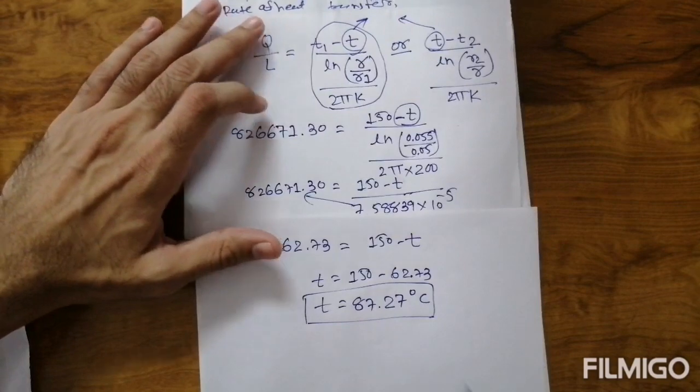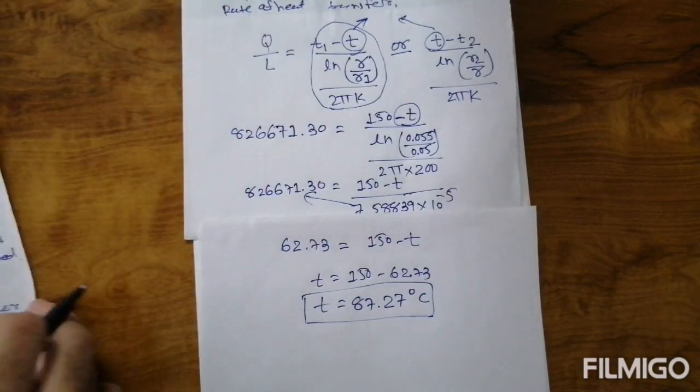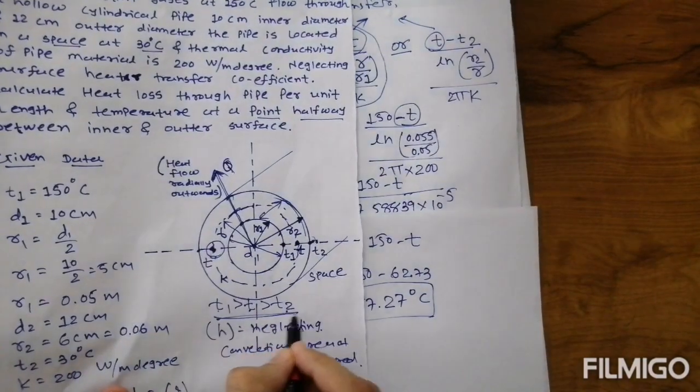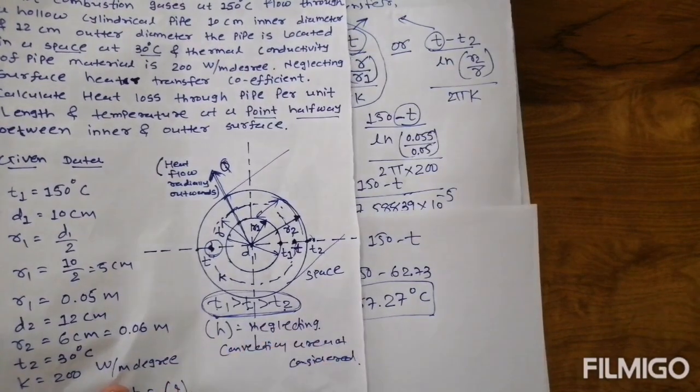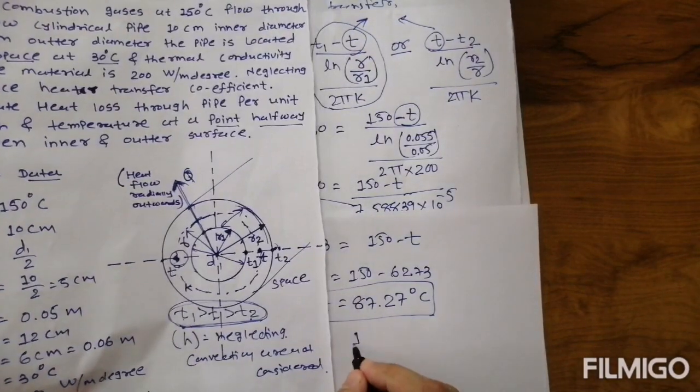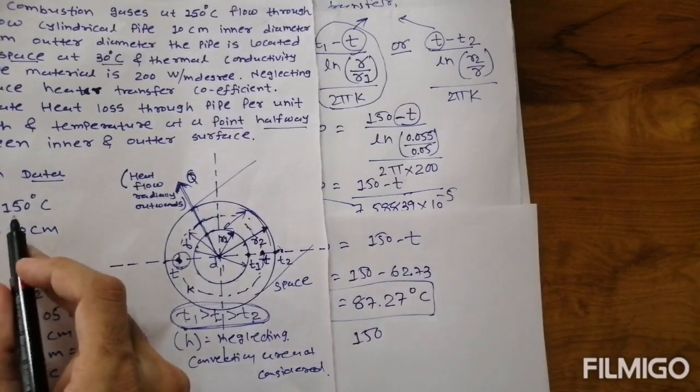87.27. Now how to check whether our answer is right or wrong? What is our T1? You just check this condition. Our T1 is how much? T1 is 150.